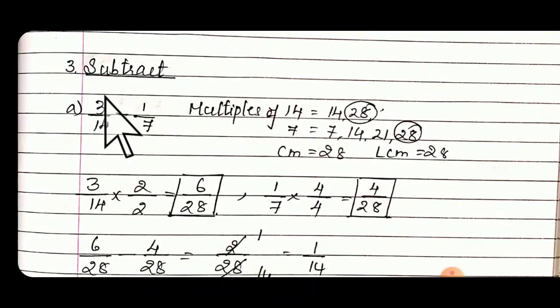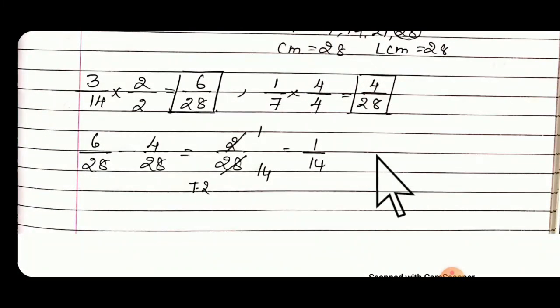Question number 3, subtract 3 by 14 minus 1 by 7. See, different numerator and different denominator. At that time, first find the multiples, convert into like fractions, and then you have to subtract to get the answer. Multiples of these two, common multiple is 28 and LCM is 28. Take the above fraction 3 by 14 into dash, so that you get 28 as denominator. In table 14, when do you get 28? 14 twos are 28. If denominator is 2, the numerator also will be 2. 3 twos are 6. 6 by 28 will be the fraction.